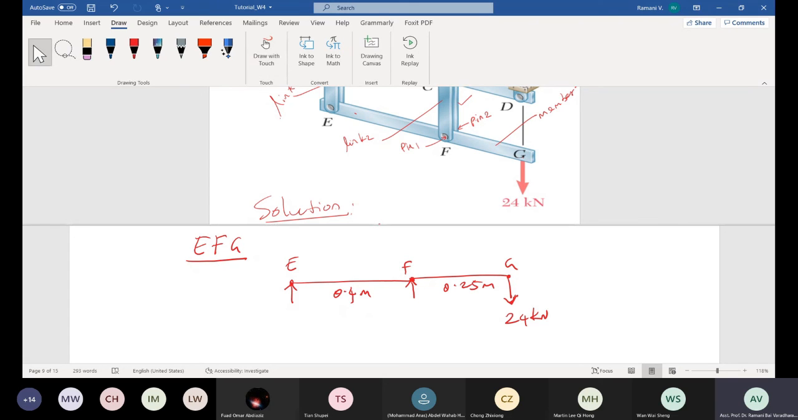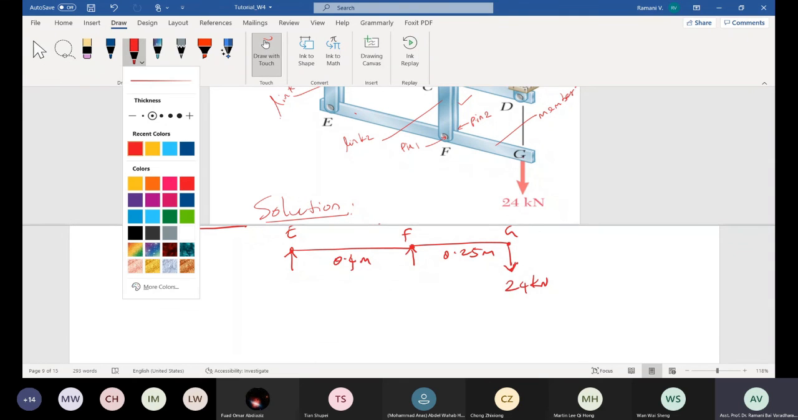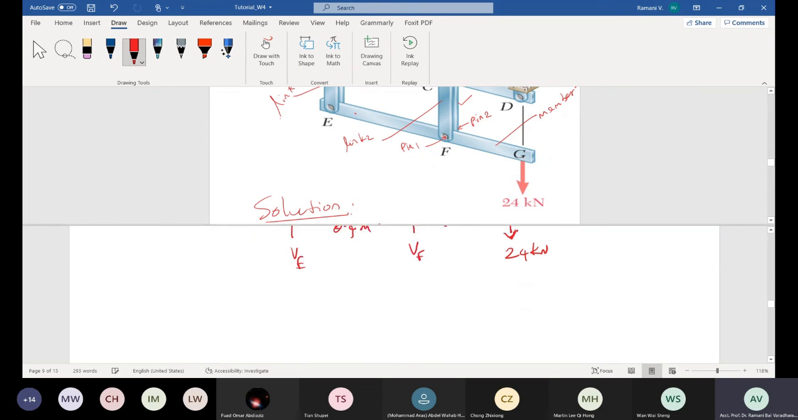Okay, come on. Any other I missed out? All are there, right? I take this as a reaction, or just take it as A or E, or VF, VE and VF. Easy for me to remember. Come on, let's move on.